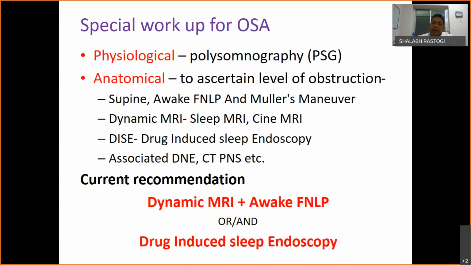You can do a dynamic MRI, which is also called a sleep MRI or cine MRI. You can do a DISE, drug-induced sleep endoscopy. And if the patient is having any nasal problem, then you can do a CT PNS, etc. In the physiological assessment, you have to do a polysomnography. In the current recommendation, before you take the patient for any definitive management, along with the polysomnography, you should do a dynamic MRI plus awake fiber optic laryngoscopy or a drug-induced sleep endoscopy.